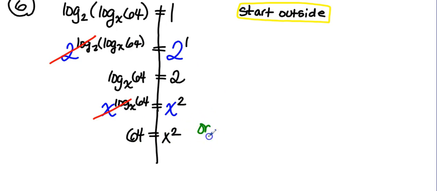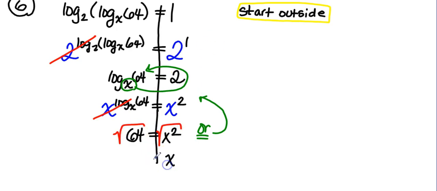Or we could have recalled rewriting from logarithmic to exponential form. Remember this? Circle the base and come around. x squared equals 64. Notice, x squared equals 64. So you have options. Both of these strategies will work. To finish solving for x, what are we going to do? We will take the square root of both sides and get x equals plus or minus 8.